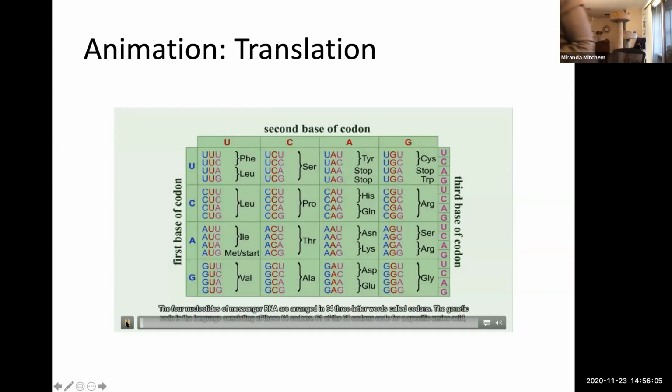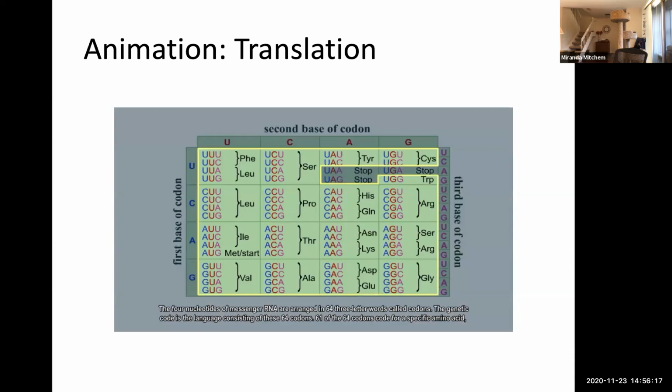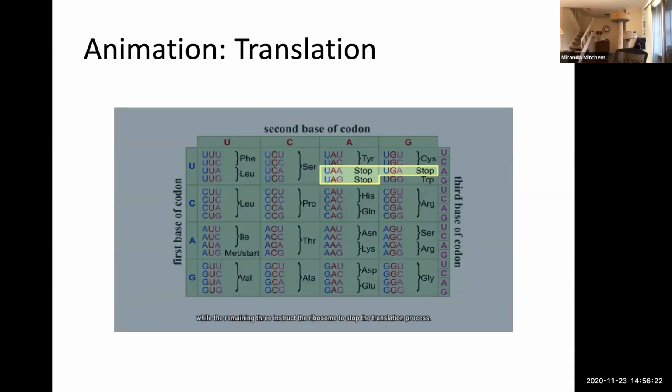The 4 nucleotides of messenger RNA are arranged in 64 3-letter words called codons. The genetic code is a language consisting of these 64 codons. 61 of the 64 codons code for a specific amino acid, while the remaining 3 instruct the ribosome to stop the translation process.